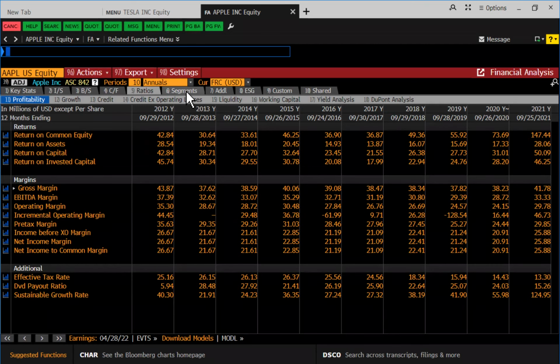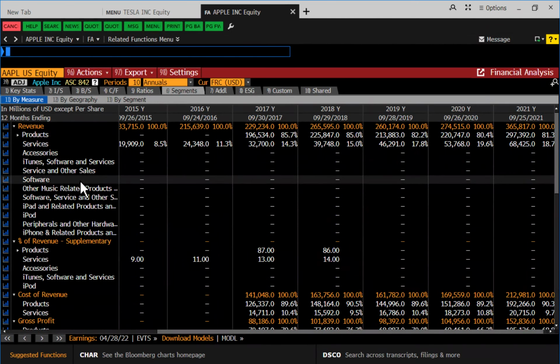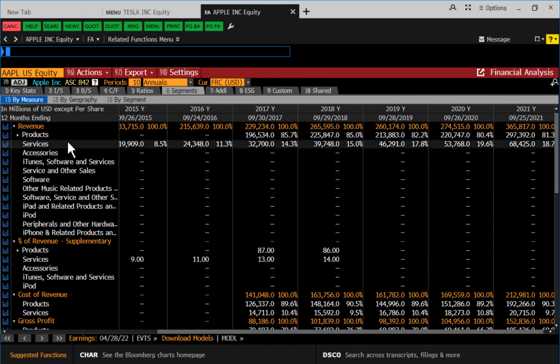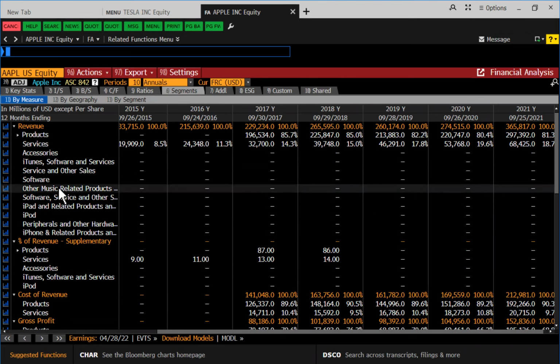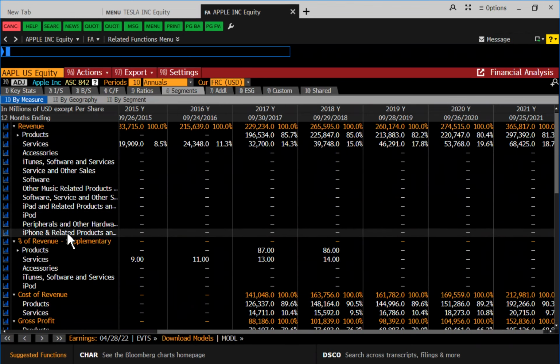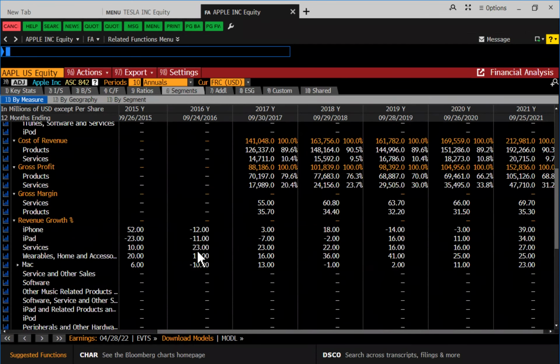Here, for business segments, Apple is a pretty big firm, and their revenues can be broken down into different segments. Now, some of them are related to their services, some of them are related to their software, iPad, iPod, iPhone, and computer. So these are some further breakdowns.